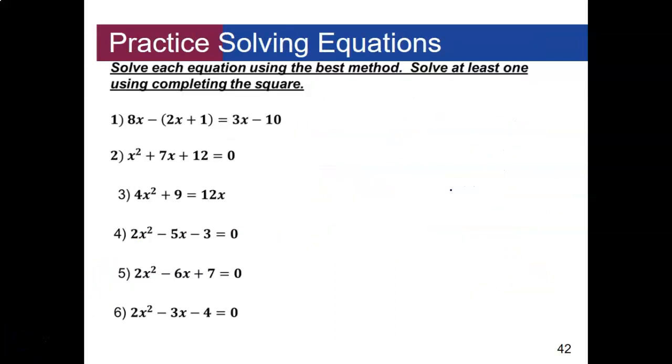We've worked quite a few practice problems throughout this lecture. If you feel like you need additional practice problems, here are some that you may try to solve. Originally, I had said solve at least one using completing the square, but really none of these ended up being a great candidate for that. So just try to solve using the method that you deem to be the best method for that particular problem. You can advance this screen and check your work on these.